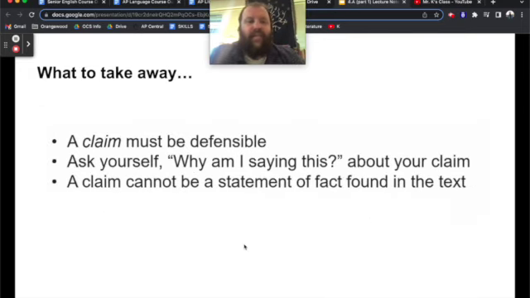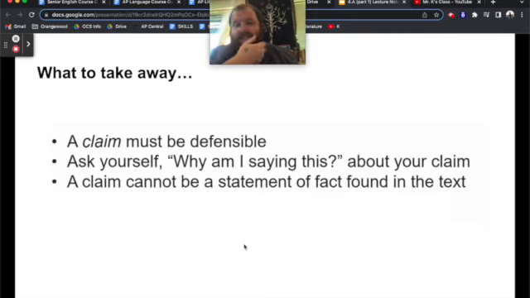So just a couple things to take away. A claim has to be defensible. Ask yourself, why am I saying this about my claim? Now, your answer is probably to finish this essay so I don't have to do this anymore. I get that. But for the purposes of putting a strong essay together, ask yourself, why am I saying this? Why am I starting my essay here? Maybe it's great. I'm not saying change it, but just try and really think through that. Critically think through your own writing and your own argument building, right?